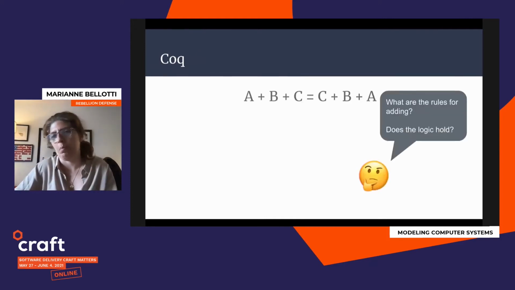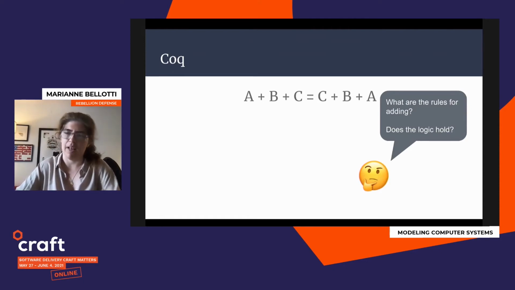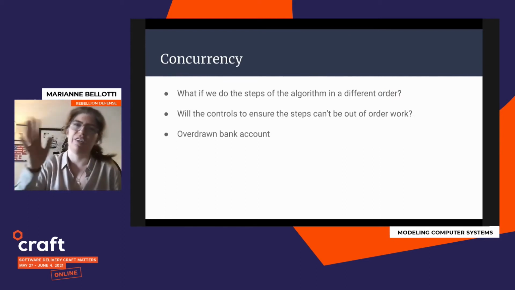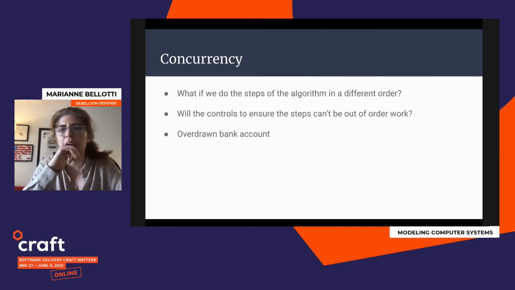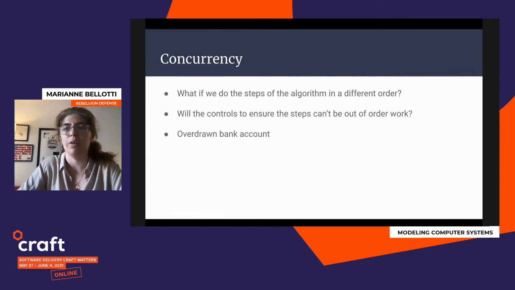And this is sort of the same principle that a lot of these formal verification systems operate under, that we should be able to prove mathematically that A plus B plus C is equal to C plus B plus A without running every conceivable value. We should be able to prove that relationship rather than just run 100 tests proving it. Then we move on to concurrency, this idea of, what do we do if the steps of the algorithm are in a different order? And more specifically, if we put controls in place to keep steps from being run out of order, are they going to work, right?